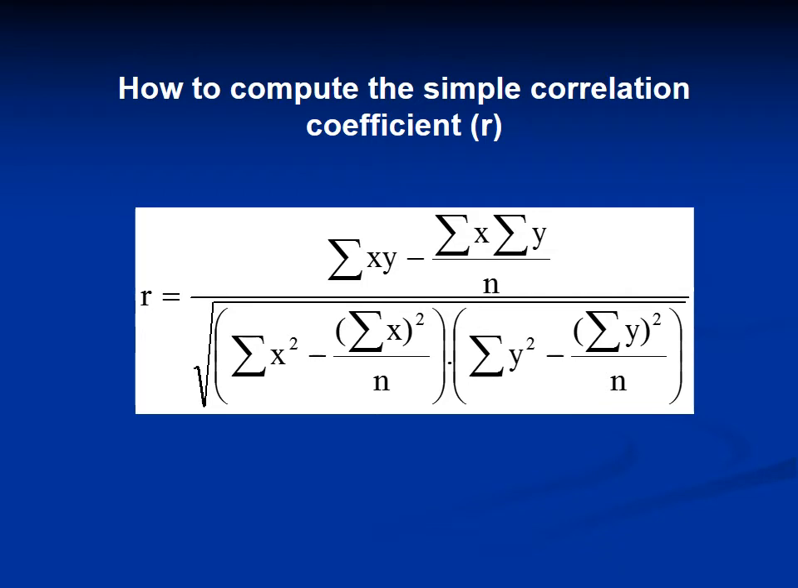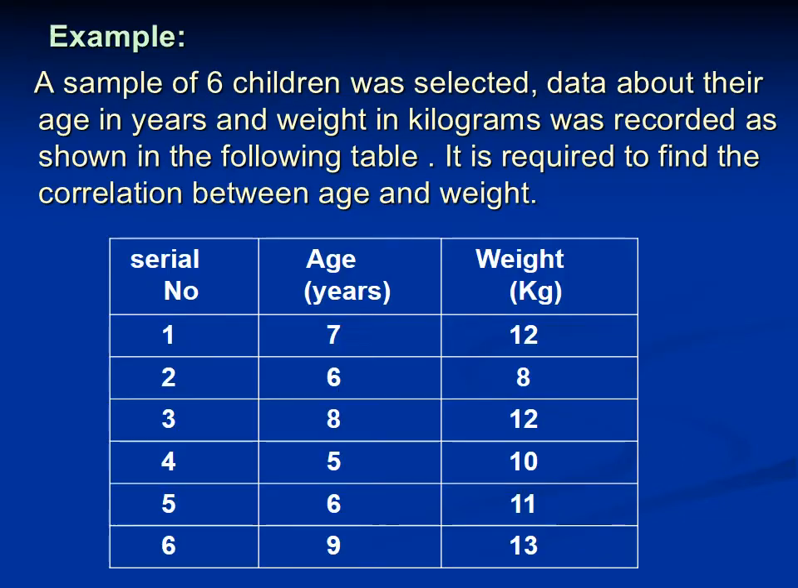And then divided by the square root of the sum of x squared minus the sum of x, squared, divided by n, and then the sum of y squared minus the sum of y, squared, divided by n. So this is easier if you have already simplified all these values in a table, as you will see later on.